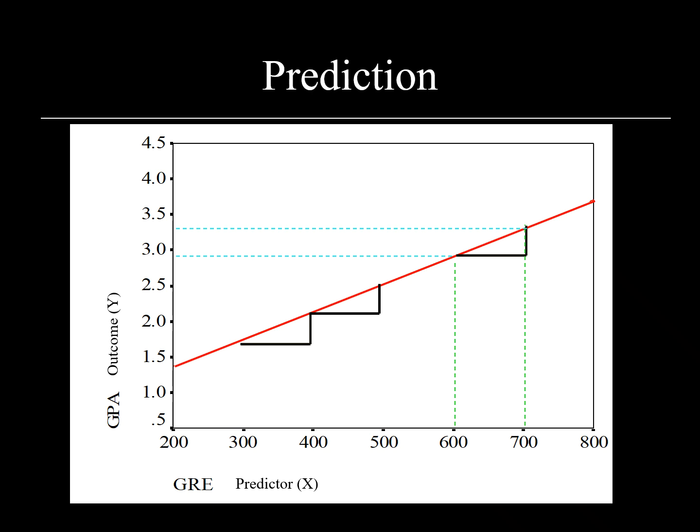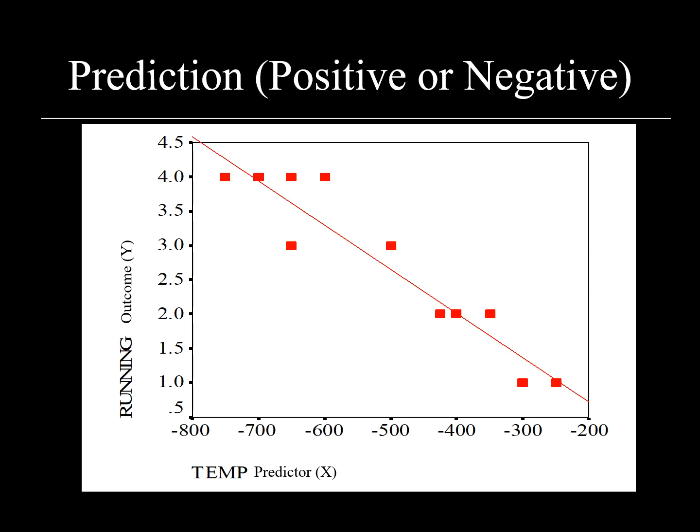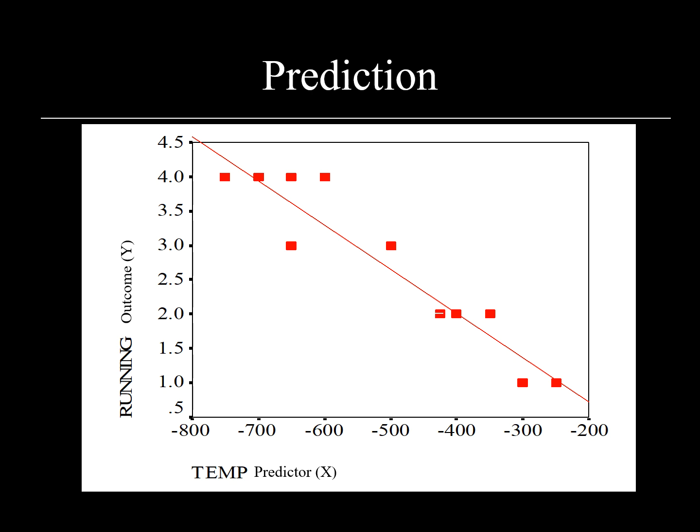Now, if there was a negative relationship, we'd find the opposite. It would be going down at that point. So a 1-unit change in the predictor equals however much change we actually find in the outcome, y. So let's look at this prediction again, positive or negative. We find the same result when we're looking at prediction. We're going to find the same process.